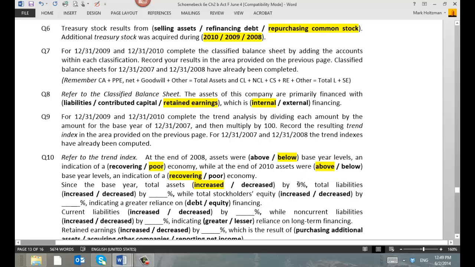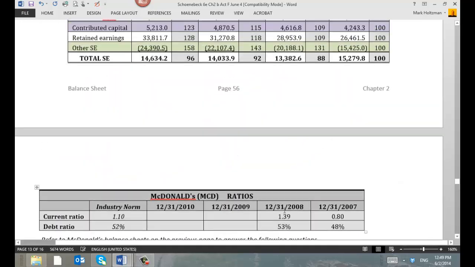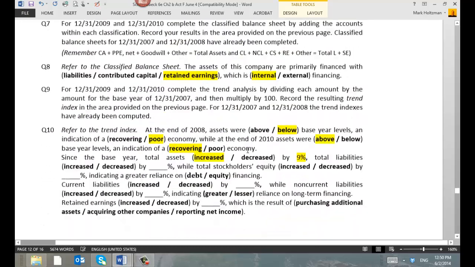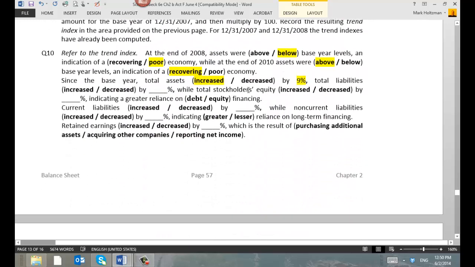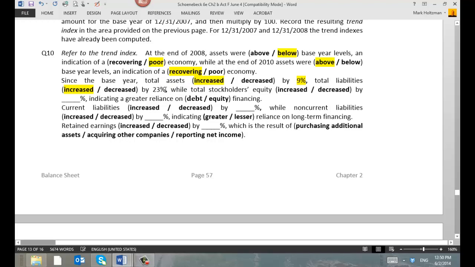And what happened to total liabilities? Total liabilities, you had an increase to one with an index of 123. Look at this. Right there, see that? 123. So total liabilities increased 123 was the index. So what was the percentage increase? 23%.